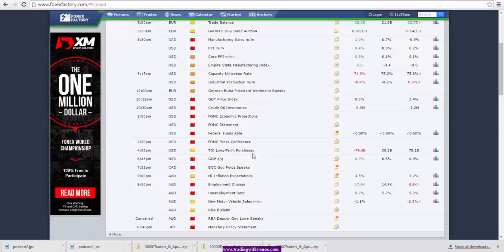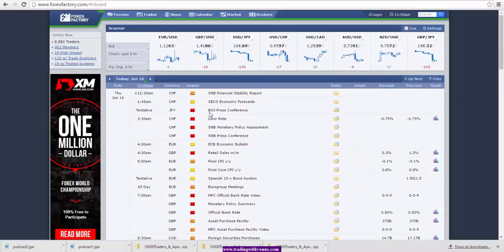And then we have the New Zealand GDP number, which came in positive, and we saw the New Zealand dollar jump up as a result. And for the Australian dollar, we had employment change and unemployment numbers. However, the Australian dollar did drop, and there was no monetary policy change for the Japanese yen. Coming up, we have the Bank of Japan press conference, and then a very busy morning for news tomorrow.